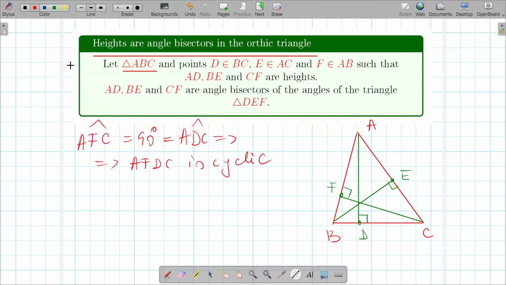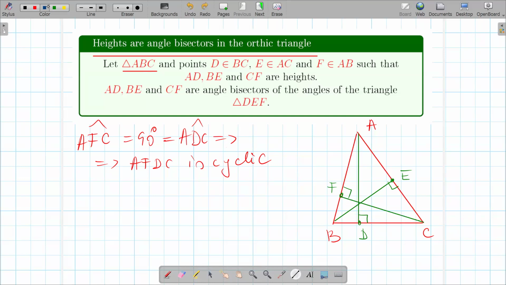Let me highlight the quadrilateral here. So AFDC is a cyclic quadrilateral. And why is that? Because the angle determined by one side of it with one diagonal is equal to the angle determined by the opposite side with the other diagonal. So that quadrilateral is cyclic.